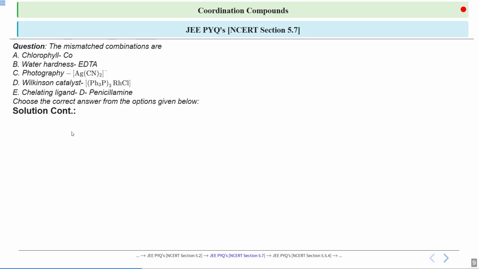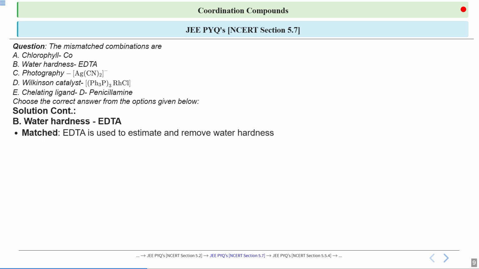Let's look at another one. B is given as water hardness and its match is given as EDTA. So it is a matched combination, because EDTA is used to estimate and remove water hardness. Water hardness is something in which we use EDTA especially to estimate the hardness and to remove it also.